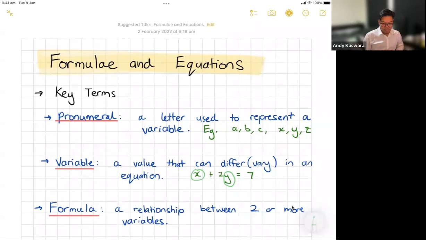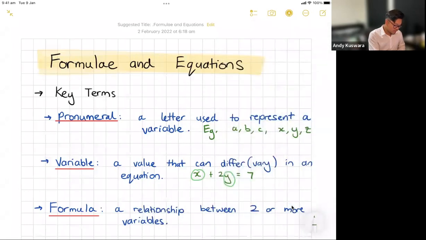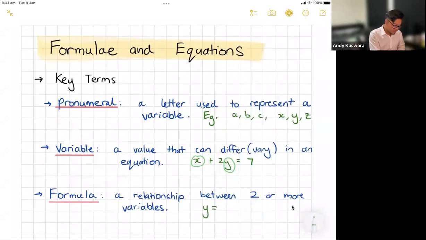Cool. Now, formula. This one is probably the one that you guys are going to be most familiar with. A formula is simply a relationship between two or more variables. An example of what that could look like is y equals 3x plus 7 plus f. So that is a relationship between two or more variables. I've got a y, and it's relating to the x and the f and the 7. That there is a relationship. Formulas often have an equal sign as well. So that's it. Now, if you need to, pause it there and write those down.